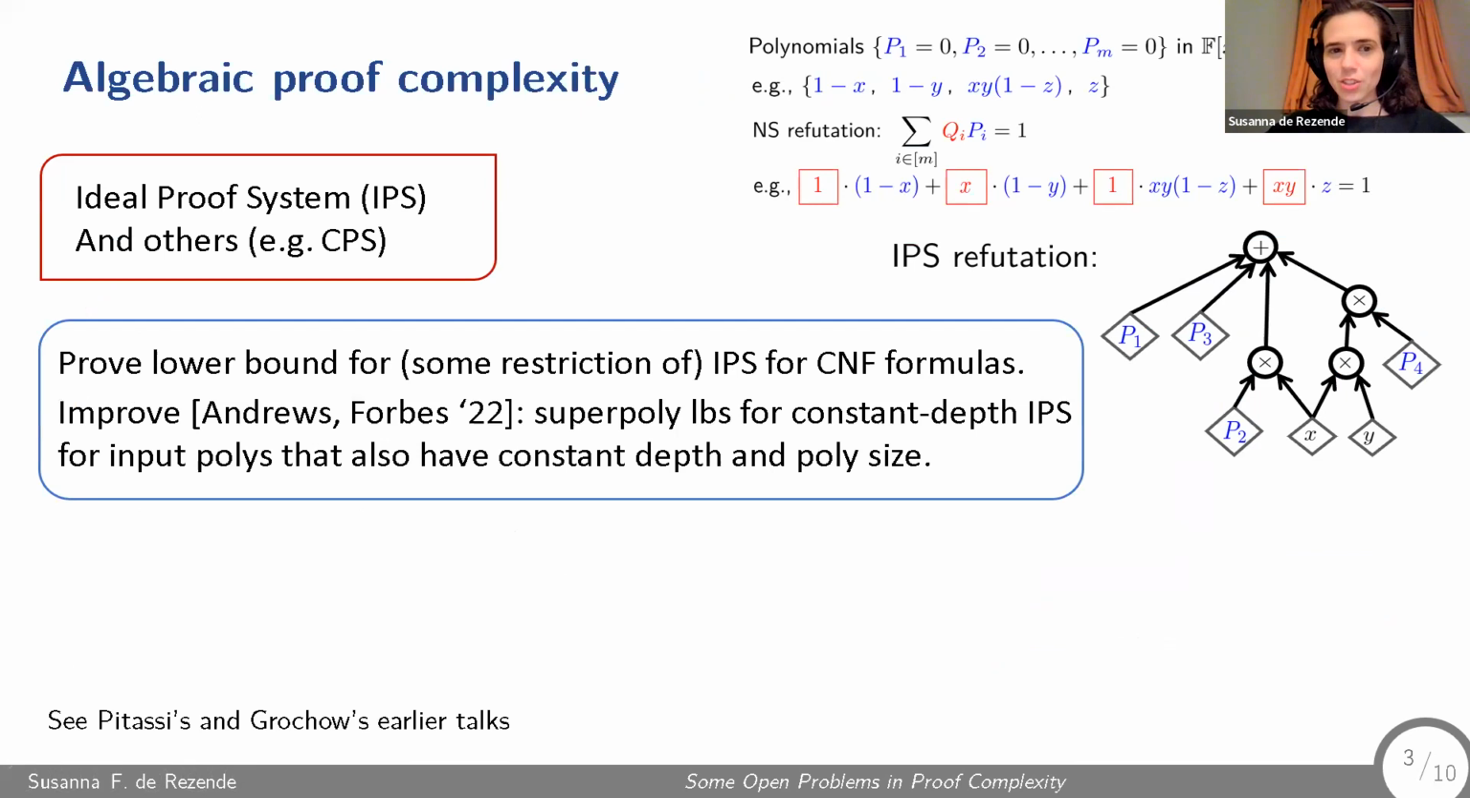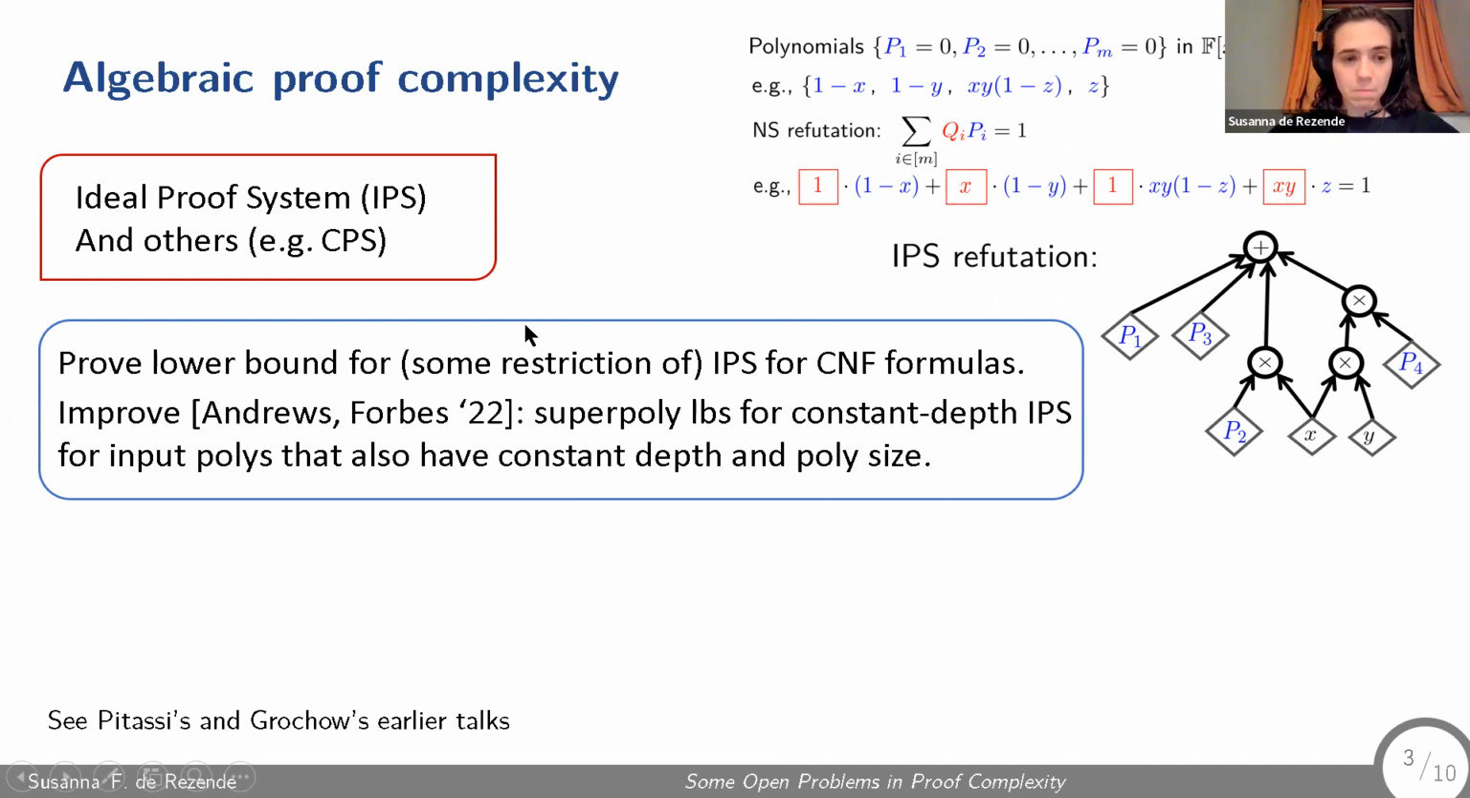Then we also saw algebraic proof systems. So in the beginning we talked a lot about the ideal proof system. Just to remind us, I'm describing Nullstellensatz. I have a set of polynomials, and the Nullstellensatz refutation of this set of polynomials is another sequence of polynomials such that when I sum the products of these, I get syntactically 1. And the IPS is simply a circuit that is encoding the Nullstellensatz refutation.